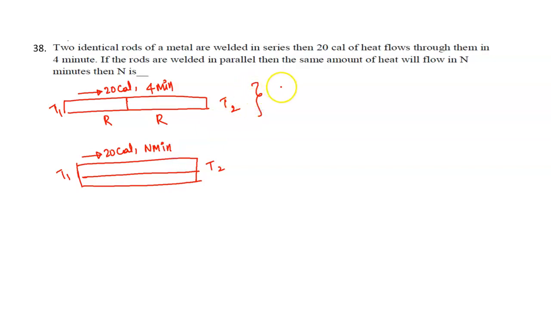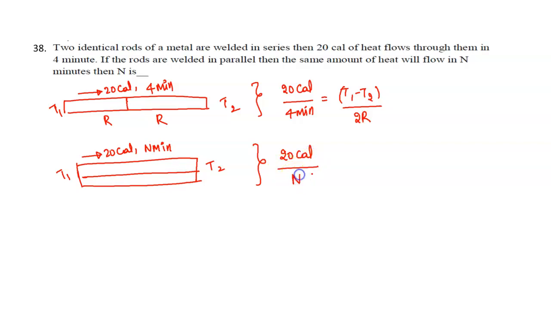So here we can write the heat current, that is Q by T, 20 calorie by 4 minutes, will be equal to the temperature change, T1 minus T2, by the total thermal resistance. Here R and R are in series, so the total thermal resistance will be 2R. Similarly here, the same amount of heat is flown in some n minutes. This will be equal to T1 minus T2 upon the equivalent resistance, R and R in parallel, which is R by 2. So 2 will come into the numerator.